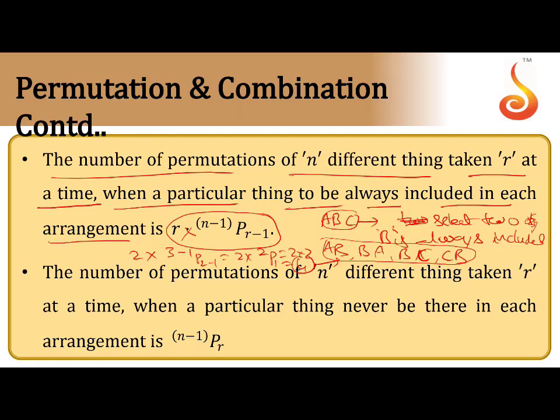The number of permutations of n different things taken r at a time when a particular thing is never there in any of the arrangements: you have to delete that one from the total. So there are n things, and I don't want the particular thing, so you can remove it. The remaining are n minus 1, and the number of arrangements is n minus 1 P r only. I hope you understand both conditions. If the particular thing is not included, the number of permutations is n minus 1 P r.